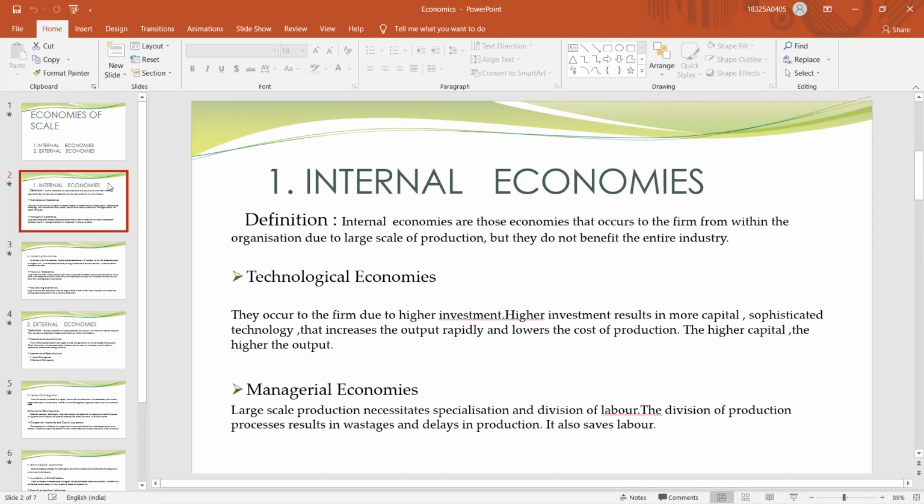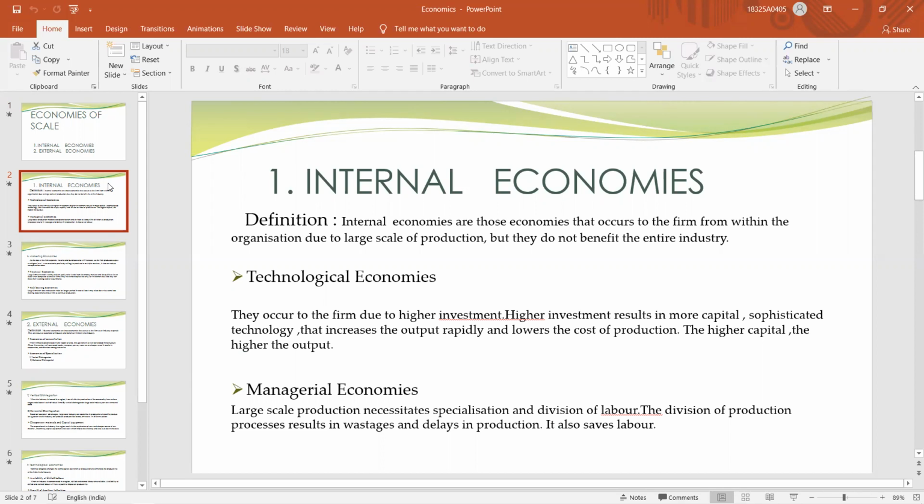Technological economies. They occur to the firm due to higher investment. The higher investment results in more capital. If we invest more capital and more technology, it increases the output rapidly, and it also leads to lower cost of production. The production cost will be low. The higher the capital, the higher the output will be. How much higher capital we give, that much output we will get.